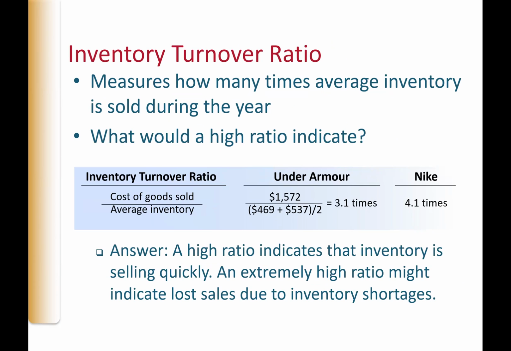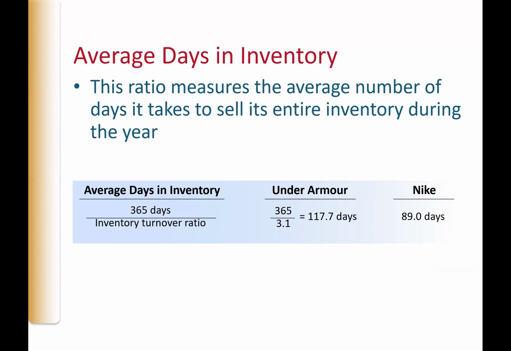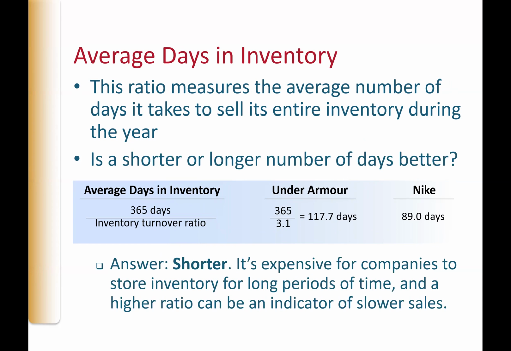Inventory turnover, the same concept. Under Armour, excuse me, the Under Armour is not turning their inventory over as quickly as Nike is. A higher ratio indicates inventory selling quickly. But it says here an extremely high ratio might indicate lost sales because there's not the inventory on hand. So you've got to be fine there. So Nike turns its inventory over every 89 days, where Under Armour's every 117 days. Again, you want a shorter period because that shows the inventory's going out quicker.